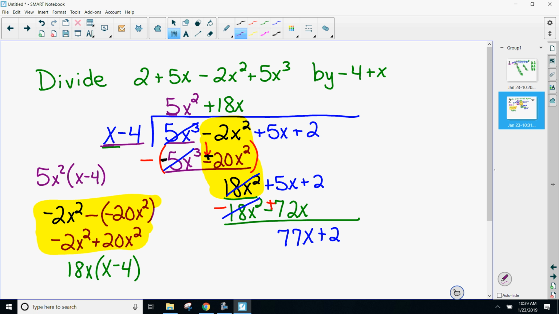Now you got to ask yourself, what do I take x times to get 77x? 77. And if I multiply by 77, you have to use the distributive property. That gives you 77x, and then what's 77 times 4? 308. Oops, I missed a sign, sorry.